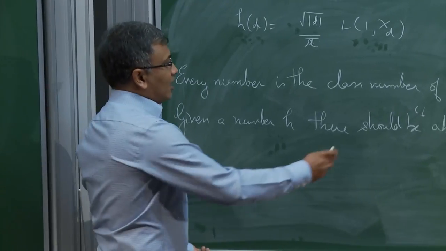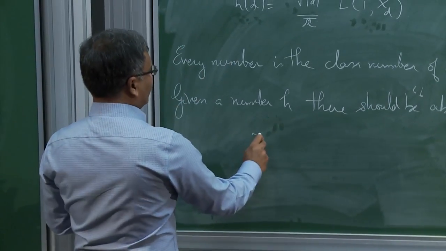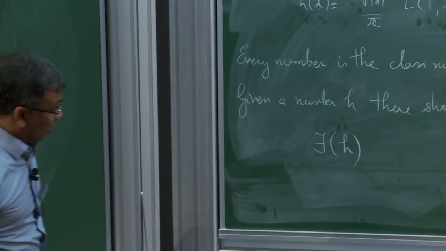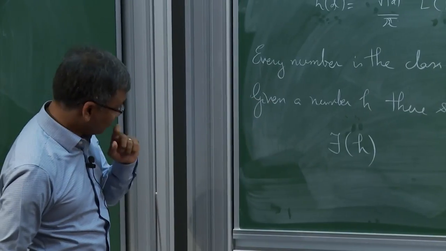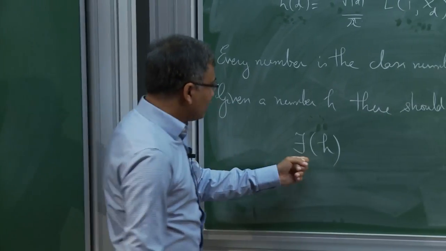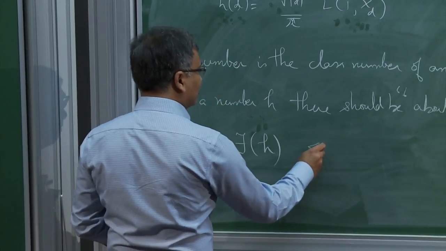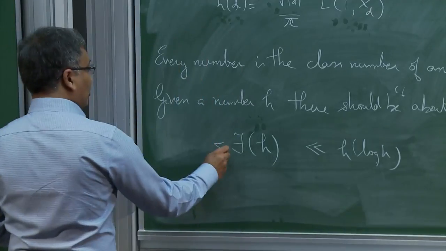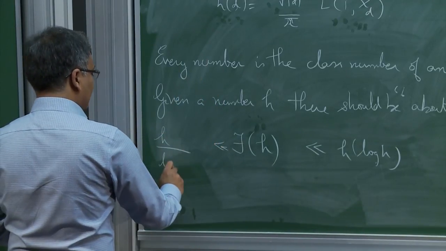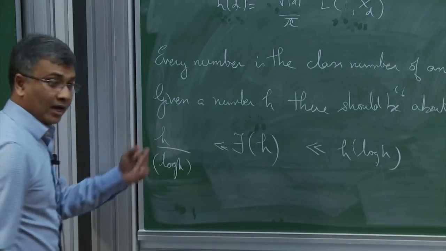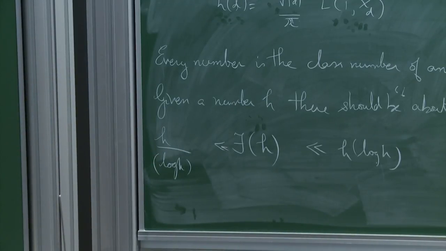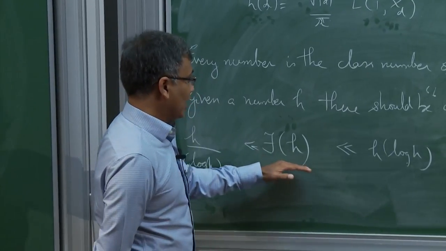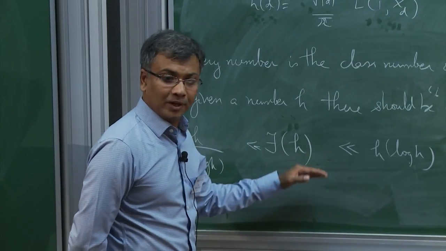So certainly I would think that if I let this number be denoted by f of h, the number of fields with class number h. So f of 1 is 9 is a famous theorem. Then I would expect that maybe this is always bounded above by something like h times log h, and maybe bounded below by something like h over log h. Maybe one can make more precise conjectures of this. Although, so far as I can tell, nobody has a good guess on what the asymptotics here should be.